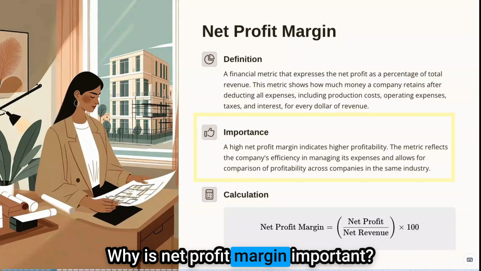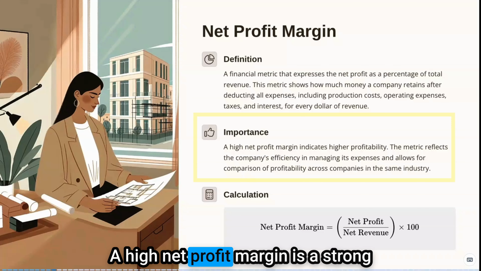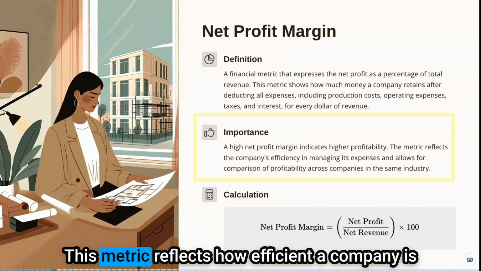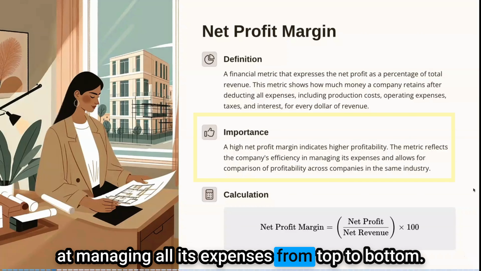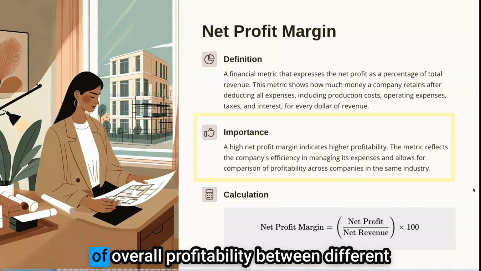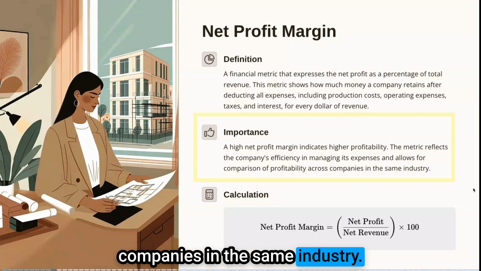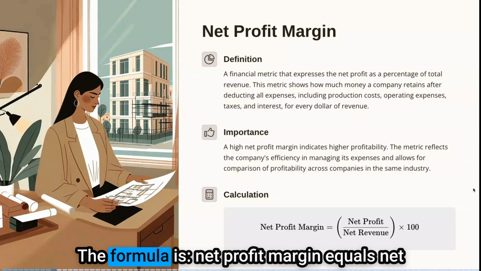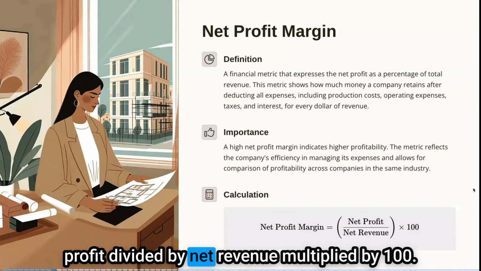Why is net profit margin important? A high net profit margin is a strong indicator of higher profitability. This metric reflects how efficient a company is at managing all its expenses from top to bottom. It also allows for a very good comparison of overall profitability between different companies in the same industry. How do we calculate net profit margin? The formula is net profit margin equals net profit divided by net revenue multiplied by 100.